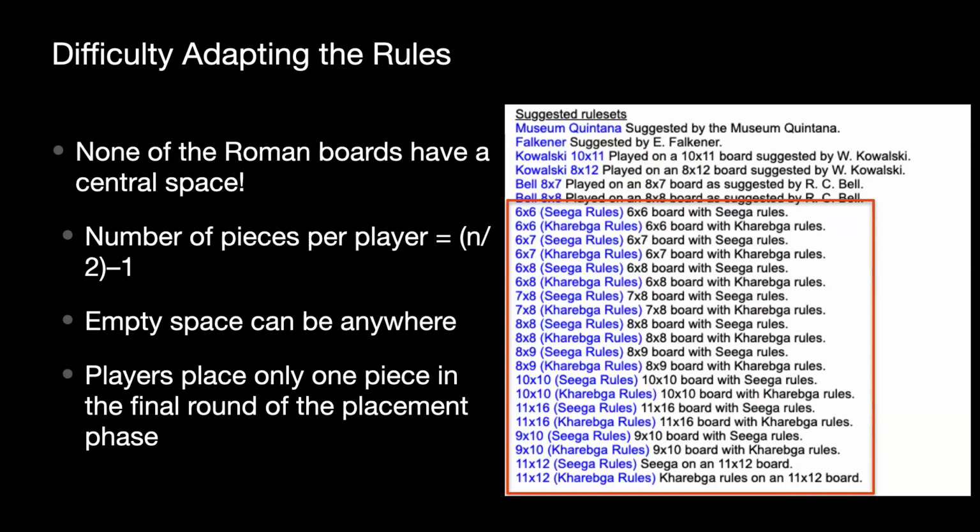So we had to calculate the number of pieces a little bit differently and leave 2 open spaces when we applied them to this board. And we allowed the empty space to be anywhere. And that also leaves at the end of the placement phase only 1 piece per player, so they only place 1 at the end.